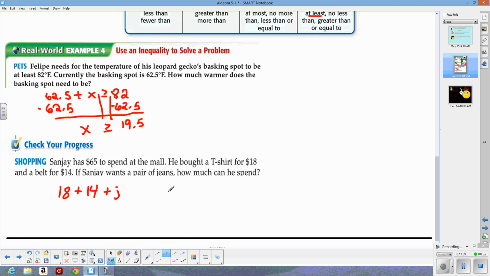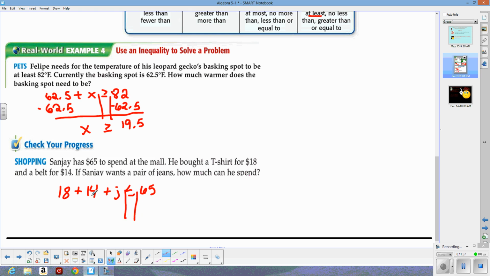And if he has $65 to spend, that means he could spend less than or equal to $65. Because he could spend less than 65, but he can't spend more than 65. And he could spend exactly 65. So that's the symbol we would use.